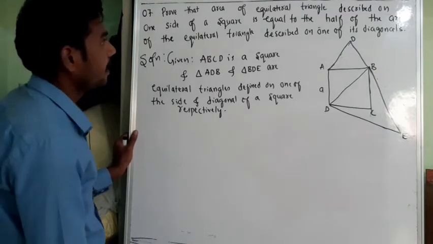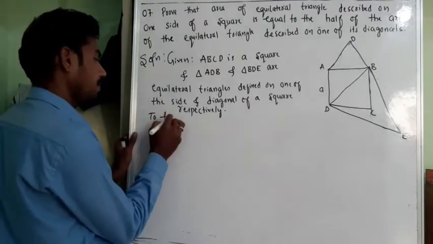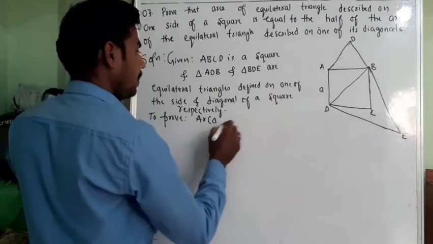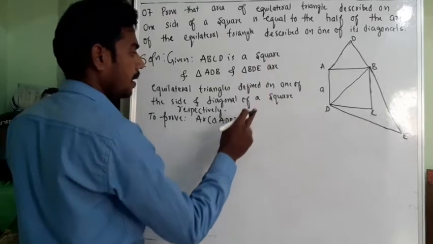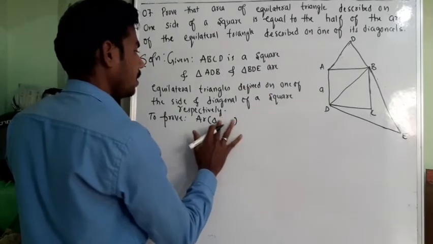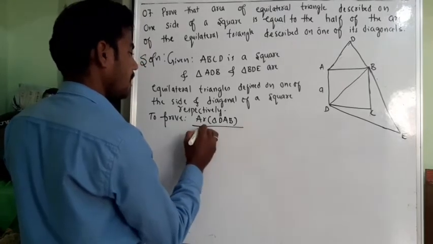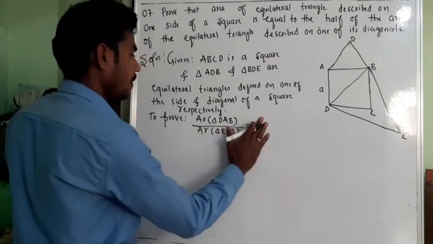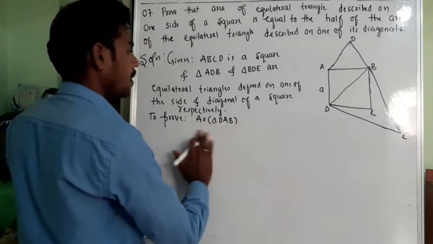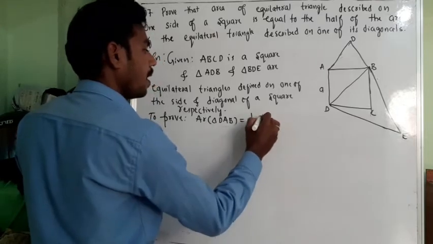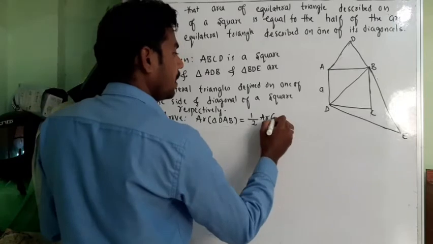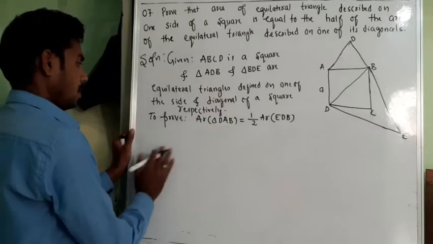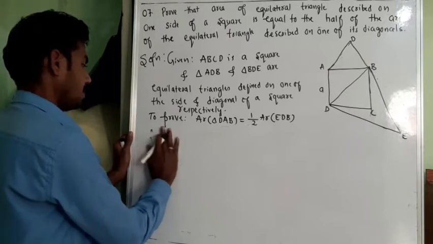Now what is required for us to prove? Area of triangle ADB, or area of triangle DAB divided by area of triangle EDB is equal to, area of triangle ADB is half of area of triangle EDB. This we need to prove. Now, proof.